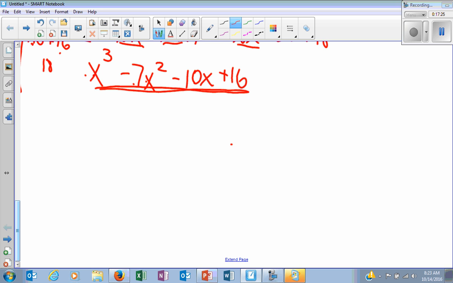Part C says determine whether x plus 2 is a factor. Do I have to do long division? What can I use? Synthetic. And if it's a factor, what would my remainder be? 0. But if my factor is x plus 2, what do I have to use? Negative 2 is going to be my root, and that's what I use for synthetic.